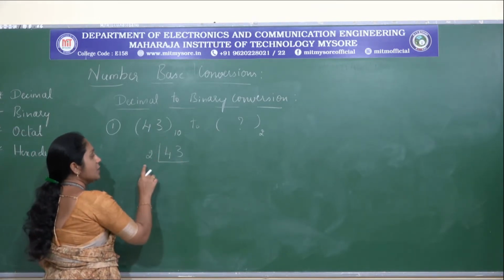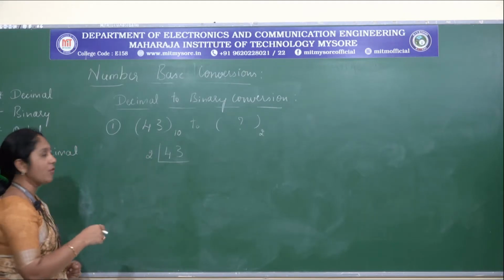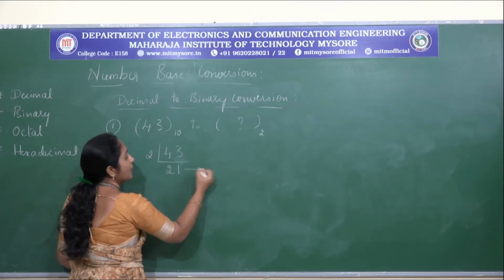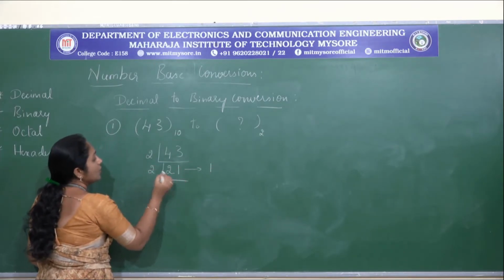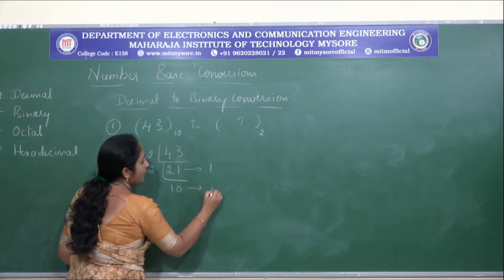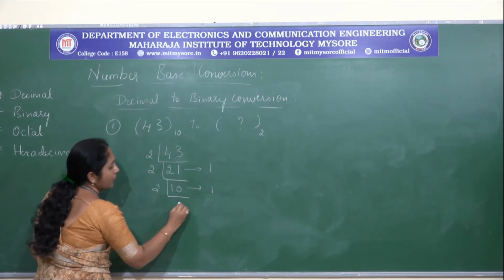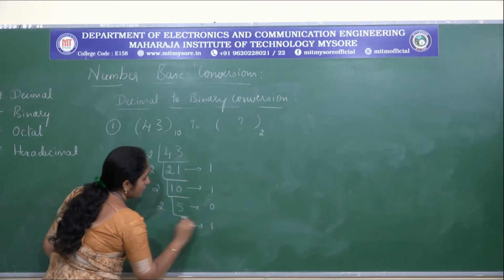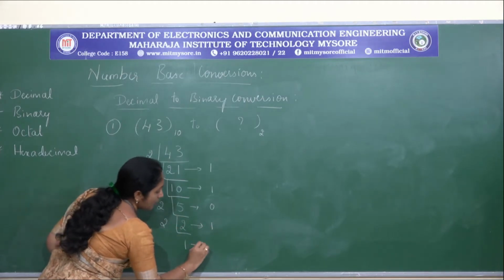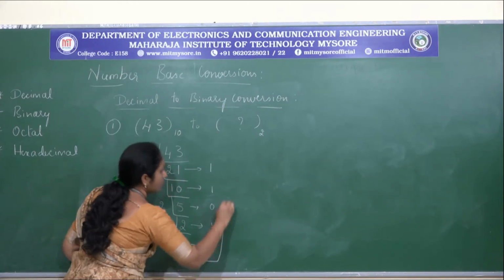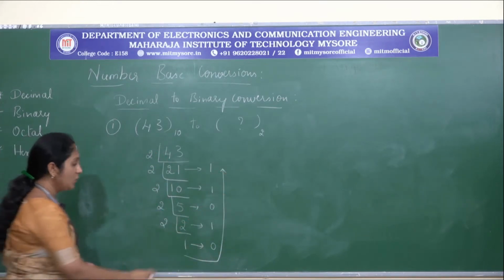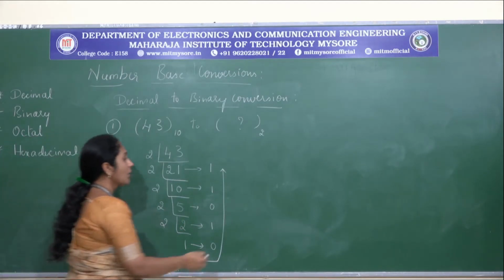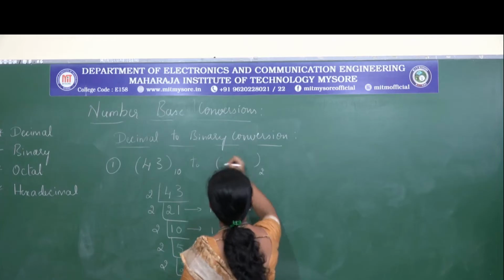So we have 43. Let us consider the successive division of 43. When we divide 43, 2 21s are 42, remainder is 1. Next again, remainder is 1. 2 5s are 10, remainder is 0. 2 2s are 4, remainder is 1. 2 1s are 2, remainder is 0. So now we record these remainders and read from the bottom.